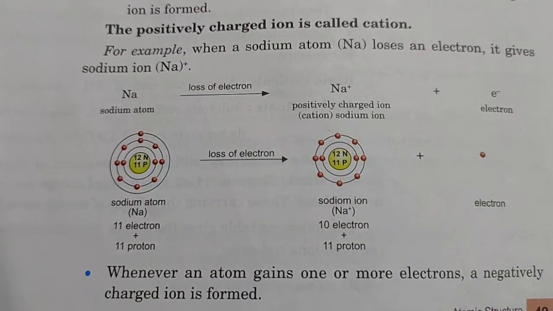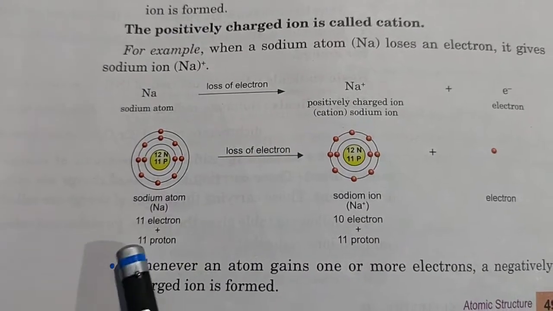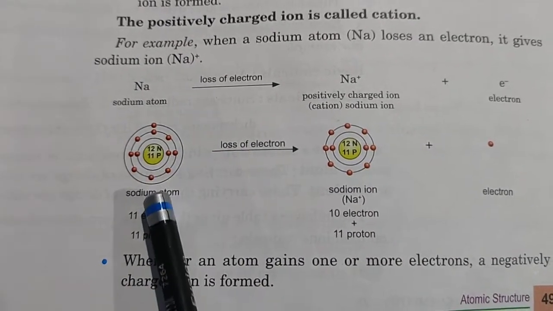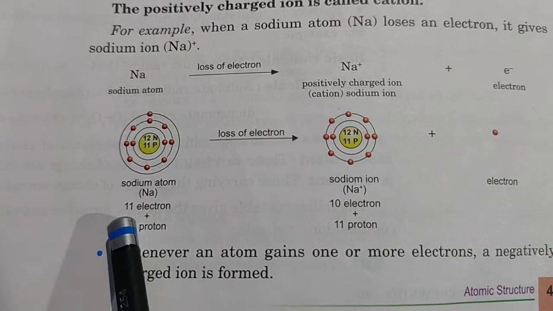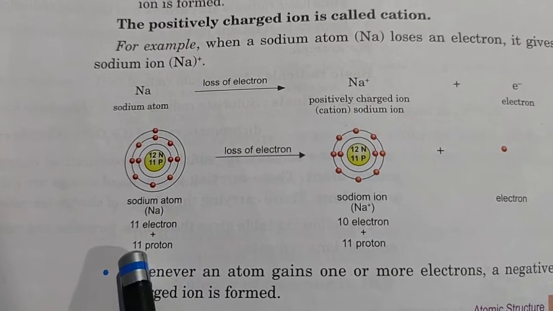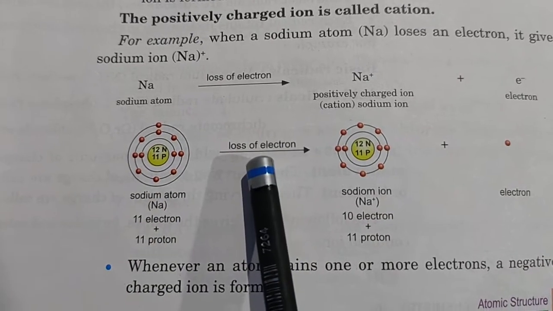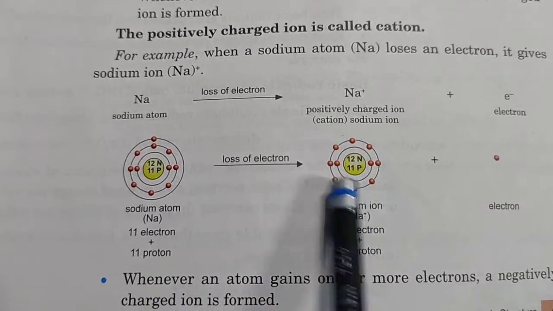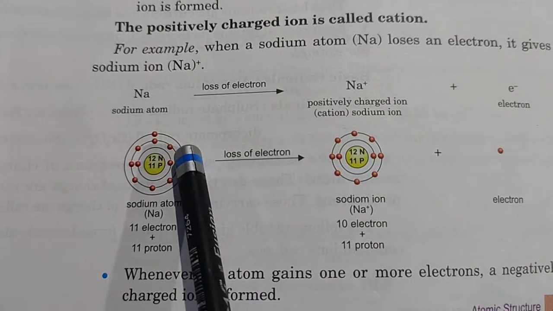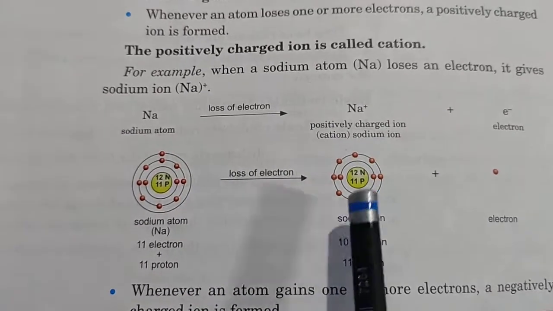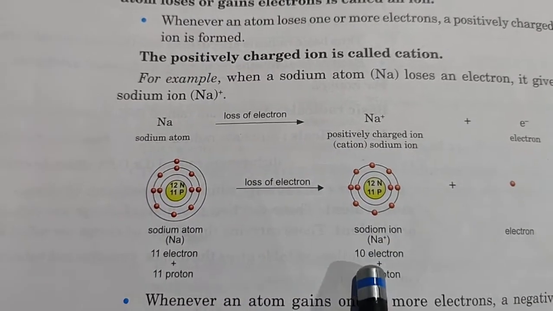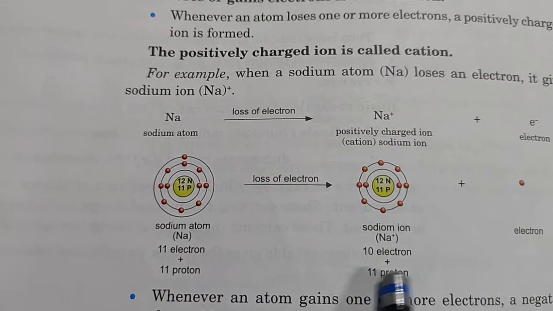Now as you can see here, in a sodium atom, atomic number 11 is there. That means 11 electrons and 11 protons are present. So if it loses one electron, you can see the arrangement, it loses one electron from the outermost shell. So what number of electrons is left? 10 electrons, and the 11 protons remain the same.